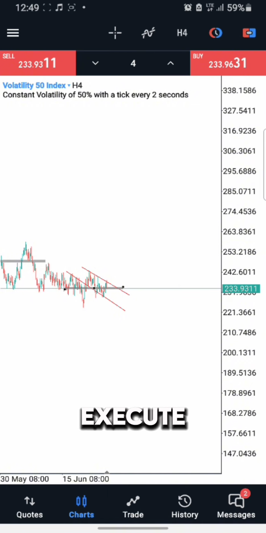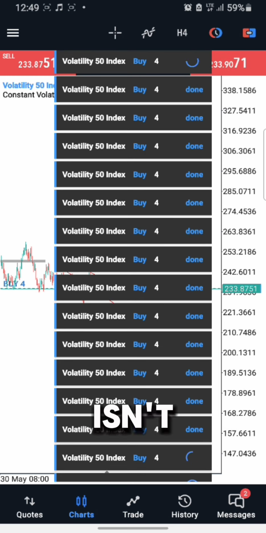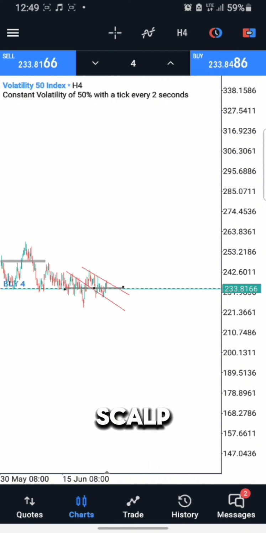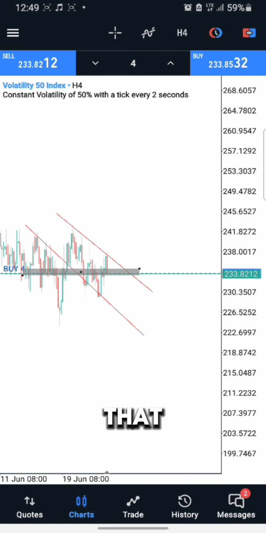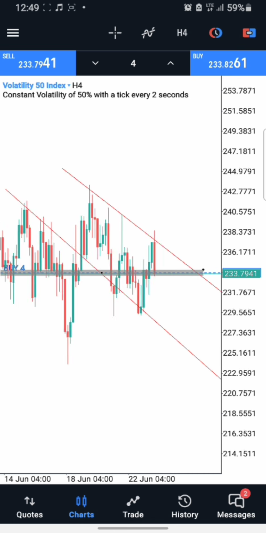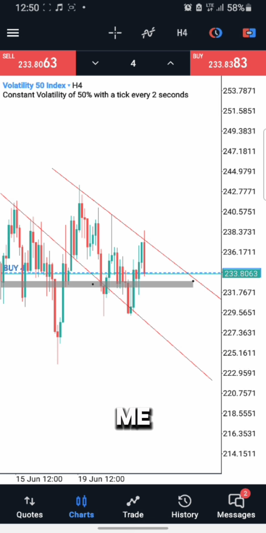So let me execute the market and tell you how I managed to see that. This is only scalping because the market isn't going to stay long in that direction. So you're just going to scalp. This is why I put many positions, so that we can collect as much profit as we can and then leave the market. So that you can see, let me adjust.